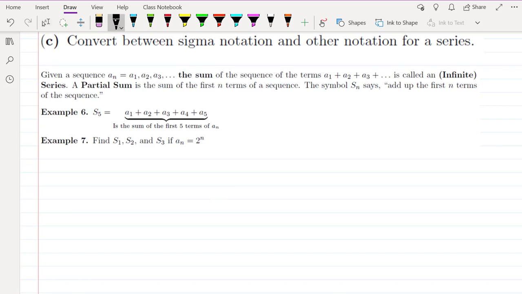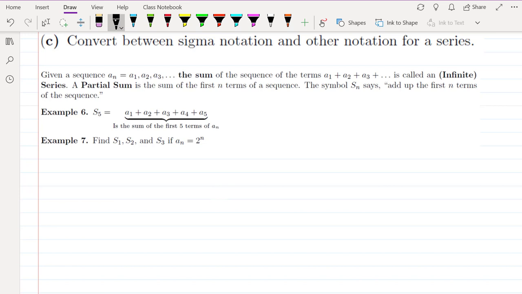All right, so our next objective is to convert between sigma notation and other notation for a series. Given a sequence a sub n, and the sequence is a list a1, a2, a3, the sum of the sequence of terms a1 plus a2 plus a3 plus dot dot dot on forever is called an infinite series. Well, adding up an infinite number of things is going to be a bit of a challenge, and we'll talk about that. We'll also talk about, first of all, does it make sense to add up an infinite number of things? And if it does, what does it represent? But that'll be a question we'll answer a little bit later.